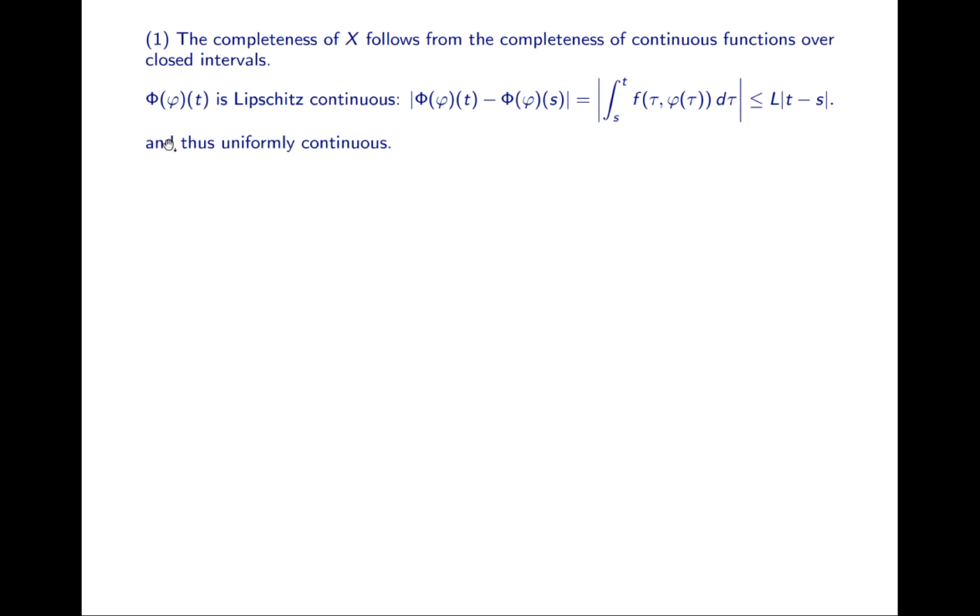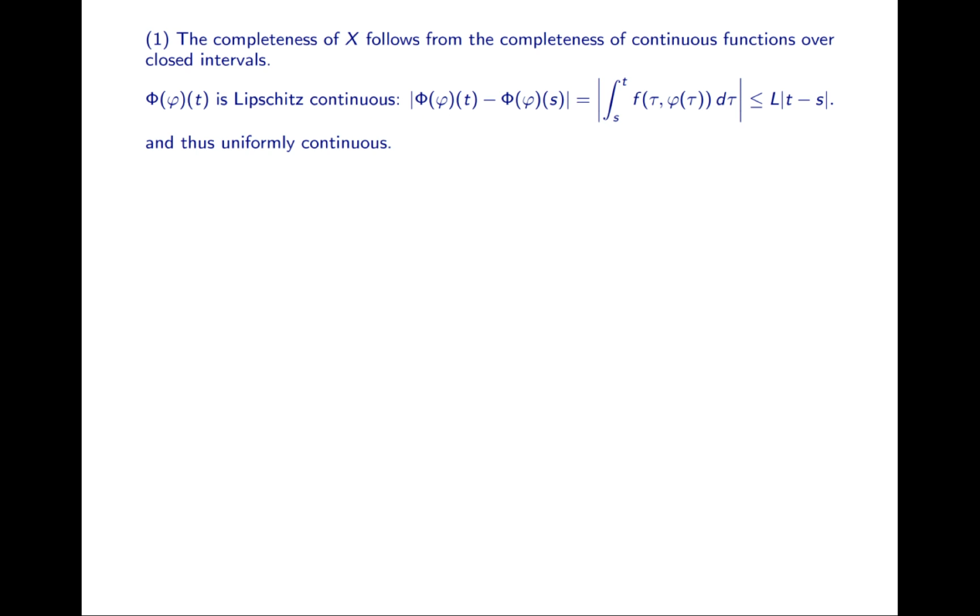Now, phi is Lipschitz continuous. How do I know that it's Lipschitz continuous? Well, remember, the outcome of big phi applied to little phi is a function of t, and that function of t is what I'm saying is Lipschitz continuous. Because if I apply it at t minus s, then I just get the integral from s to t of f. But f is bounded by L. So if f is bounded by L, it's less than or equal to the integral from s to t of L, which is that. And so that's the definition of Lipschitz continuous, which is, of course, stronger than continuity.